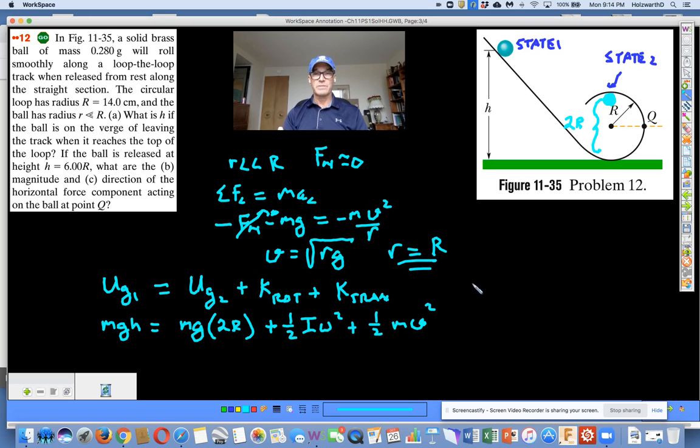Here's some magic substitutions. Know that omega is related to v over r, and know that r is the radius of the brass ball. So stuff's going to cancel. Solid brass ball, what's the rotational inertia? I forgot to specify it in the other two problems, so I apologize. The rotational inertia for a solid spherical object is 2/5 m r squared. I think you can do the rest. So this is part A.